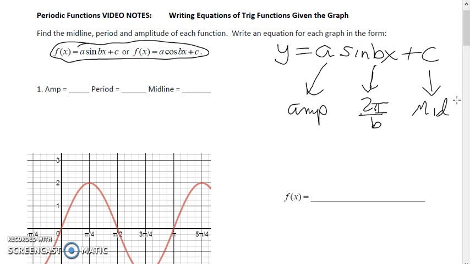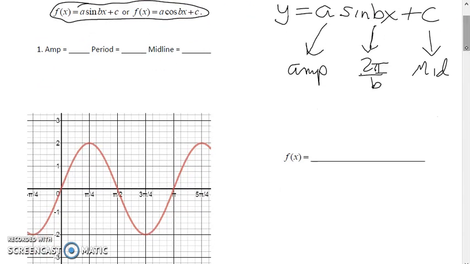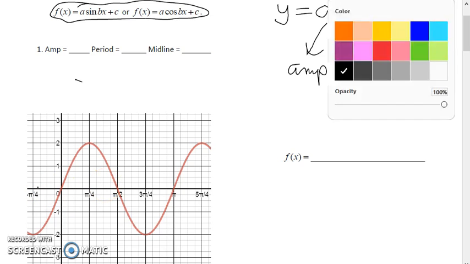All right, so if I scroll down just a little bit so I can see the graph, how I basically do this is I look and try to find the midline first. So what would be a line that cuts this in half? Well, it goes up to 2, it has a height of 2, and then down to -2. So if we cut that in half, it's basically at 0. So my midline then is going to be at 0.